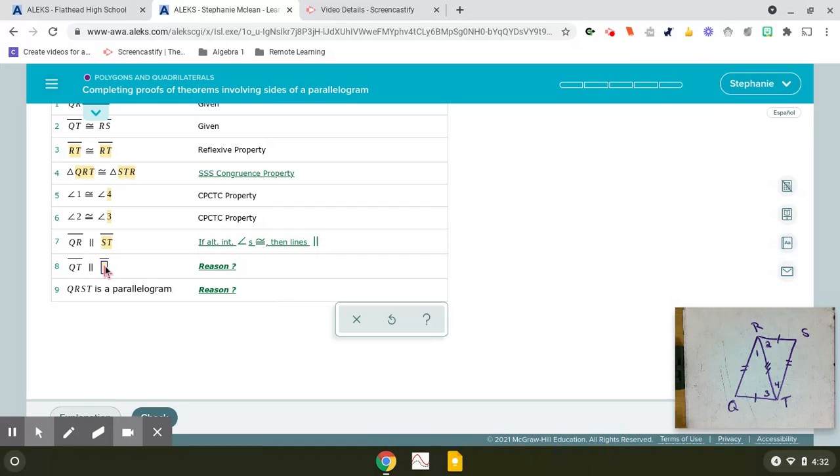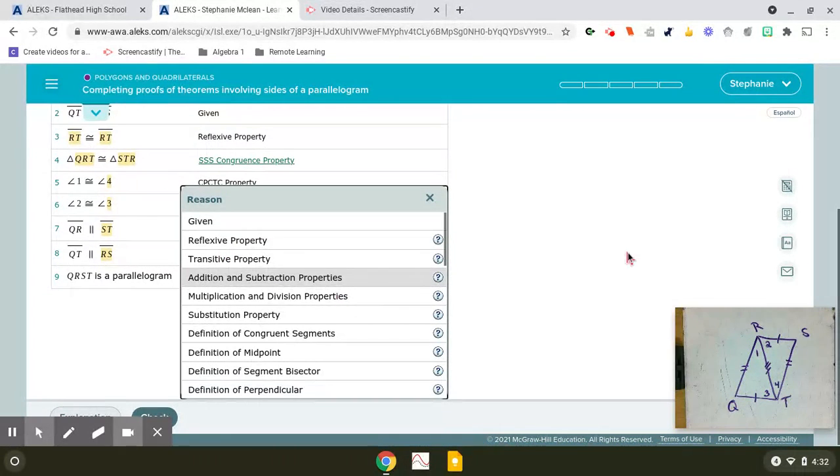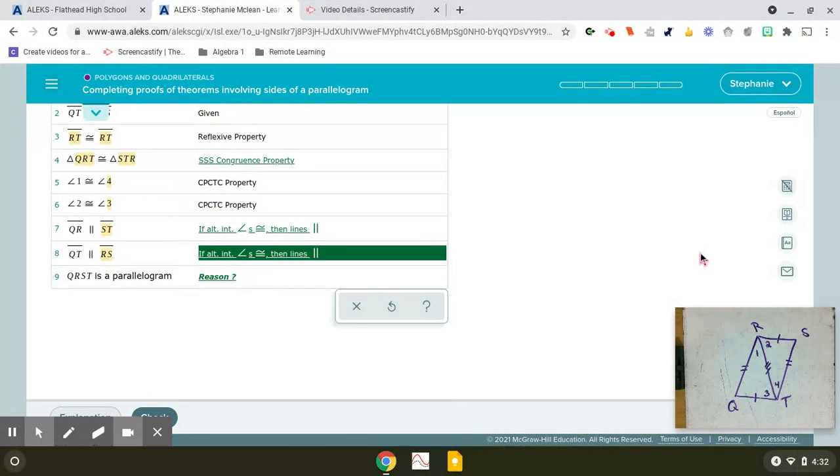Now we say that QT is parallel to RS, because if alternate interior angles are congruent, then the lines are parallel. So if alternate interior angles are congruent, then the lines are parallel.